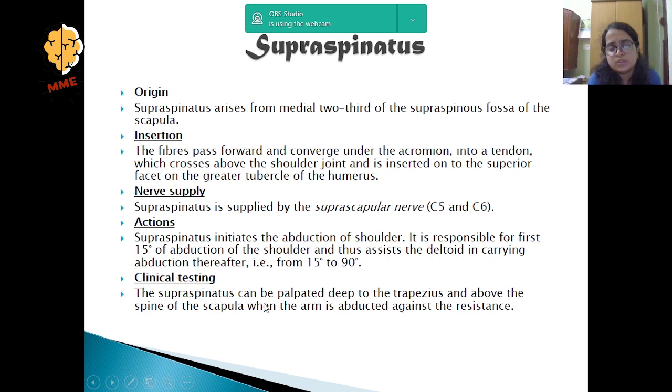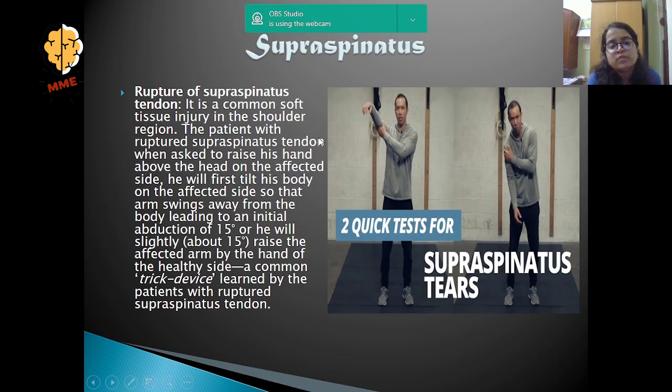Clinical testing, you can just go through this. Now, rupture of the supraspinatus tendon is a very common soft tissue injury in the shoulder region. So, if the patient is asked to raise his hand above the head, obviously the abduction of the shoulder from 0 to 15 degree will be affected because the supraspinatus tendon is ruptured. So, a common trick device that the patients adopt is that they raise the affected arm. For example, if my supraspinatus tendon is ruptured in the right hand, I'll raise this right shoulder with my left hand till the 15 degree.